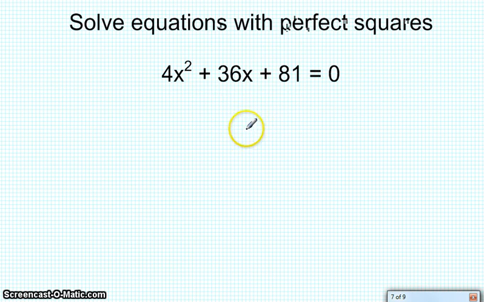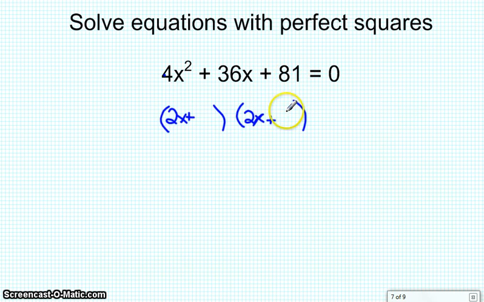And the last thing we're going to talk about today is solving equations with perfect squares. This one, just to double check, the square root of 4 is 2, the square root of 81 is 9. 2 times 9 is 18. And 2 times 18 is 36. So this is a perfect square trinomial. And I'm going to factor it using the same method we've been using. The square root of 4x squared is 2x. Everything's positive, so our sign in the binomial is going to be positive. And the square root of 81 is 9. So I get 2x plus 9 times 2x plus 9.